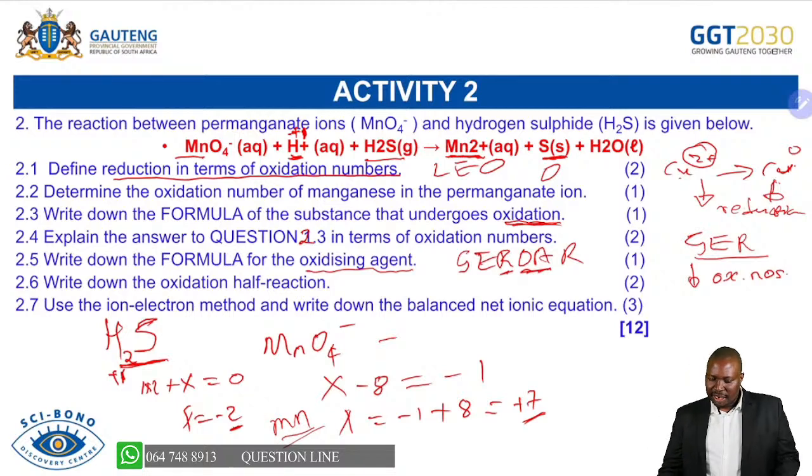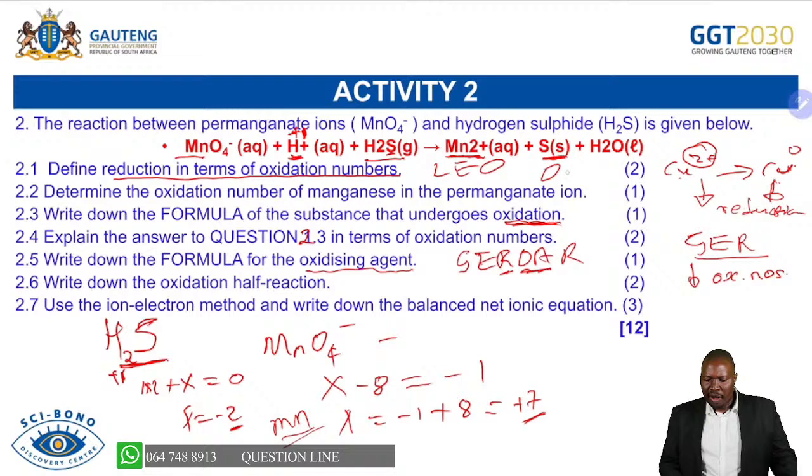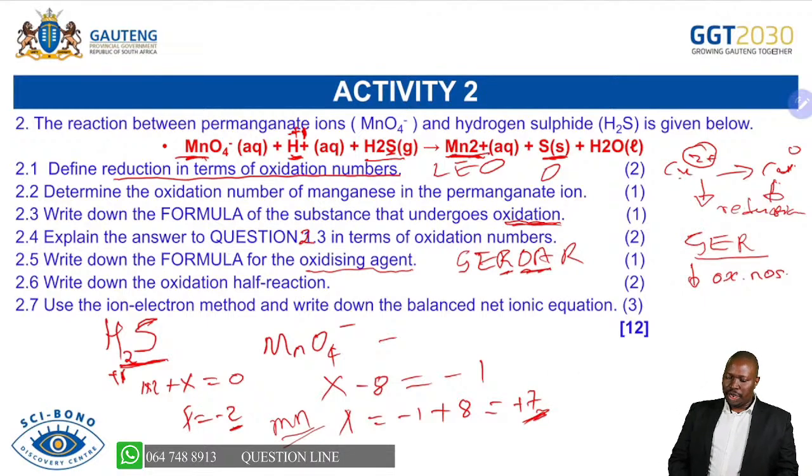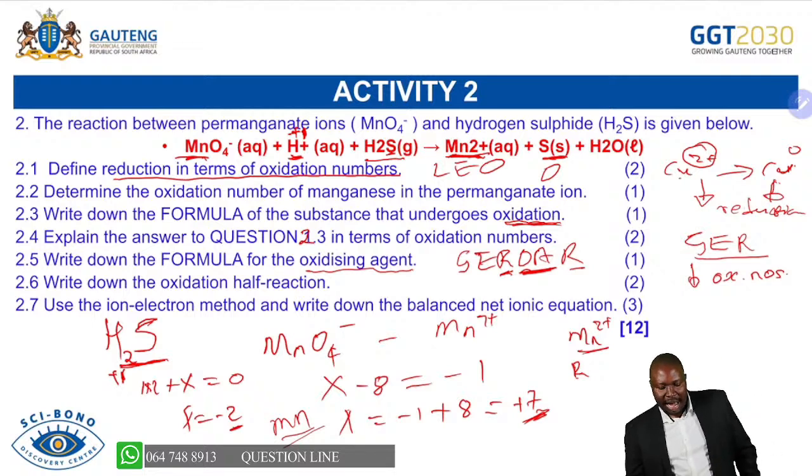Already we've indicated that H2S, or your sulfur, is undergoing oxidation, increasing from -2 to 0. And when you look at manganese, we said manganese is +7. It becomes +2. So this helps us to respond: manganese was 7+, meaning it's gaining electrons to become 2+. So its oxidation number is undergoing reduction, its oxidation number is decreasing. And if it undergoes reduction, we said it's an oxidizing agent. So that is our manganese there.